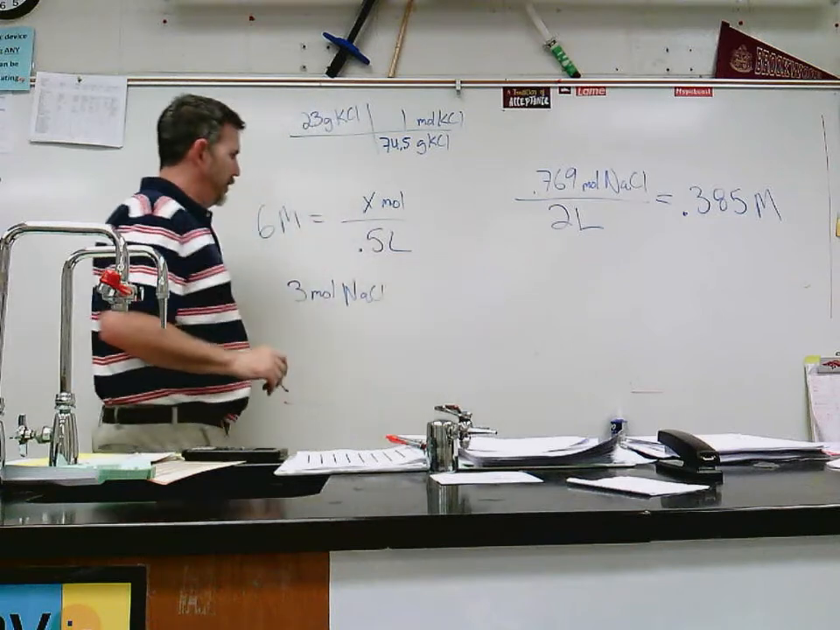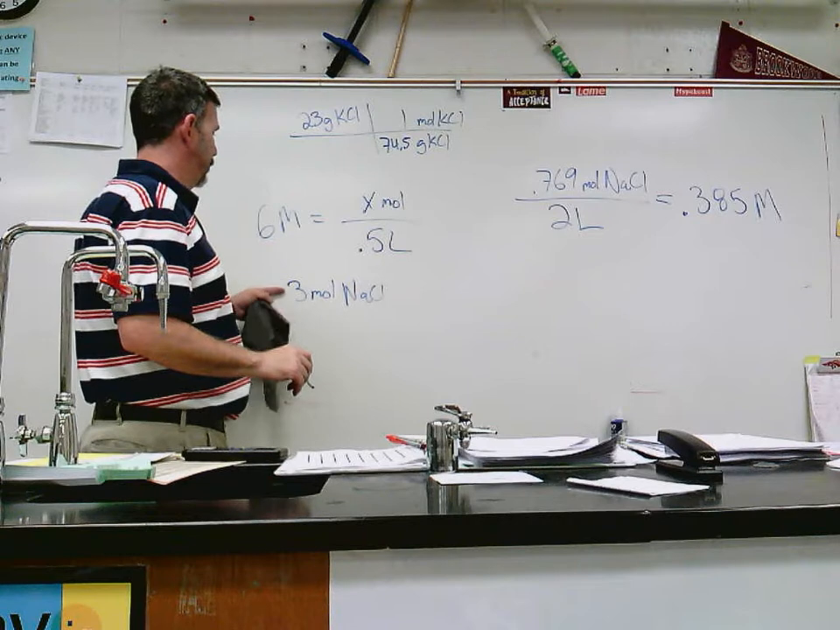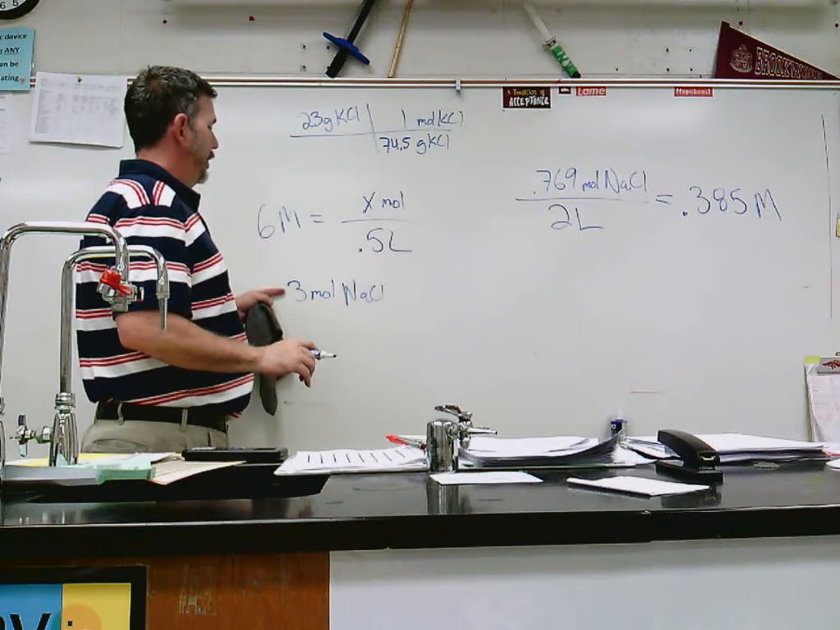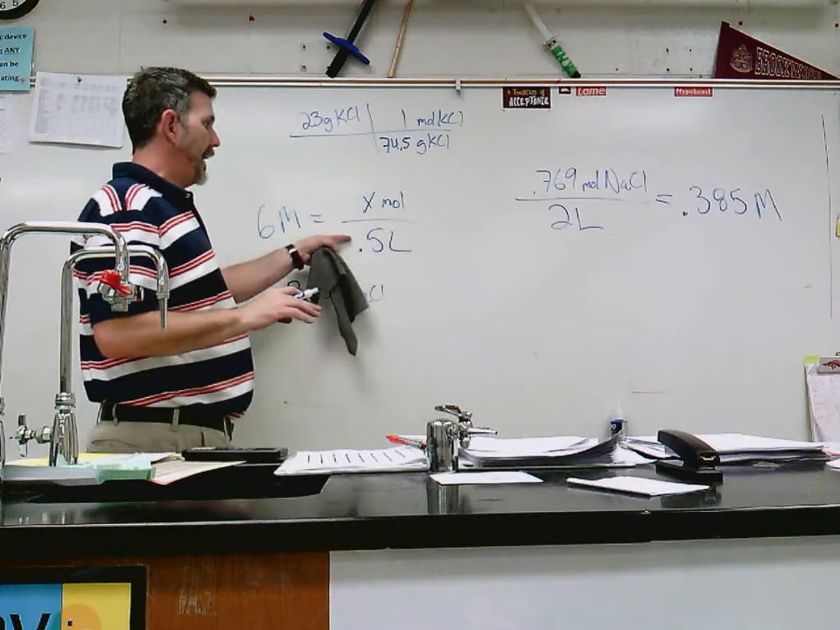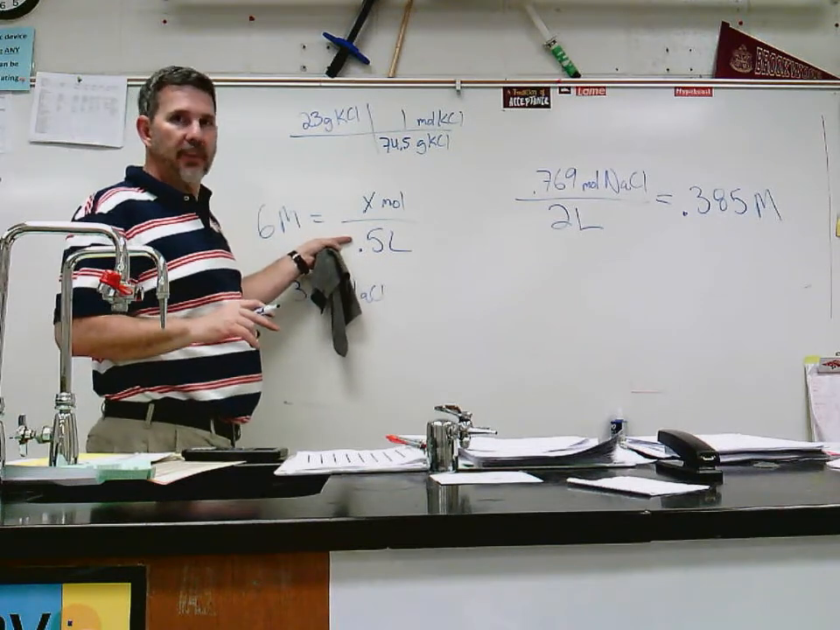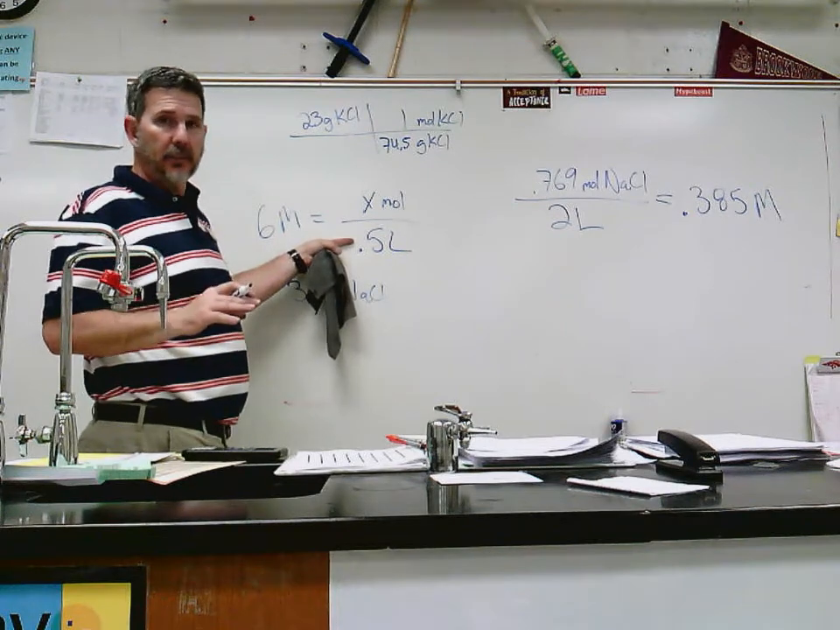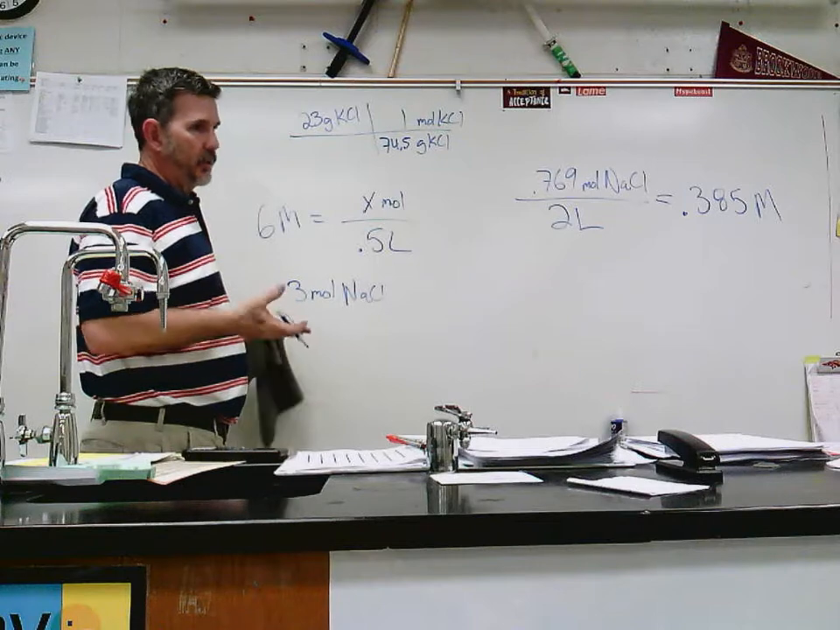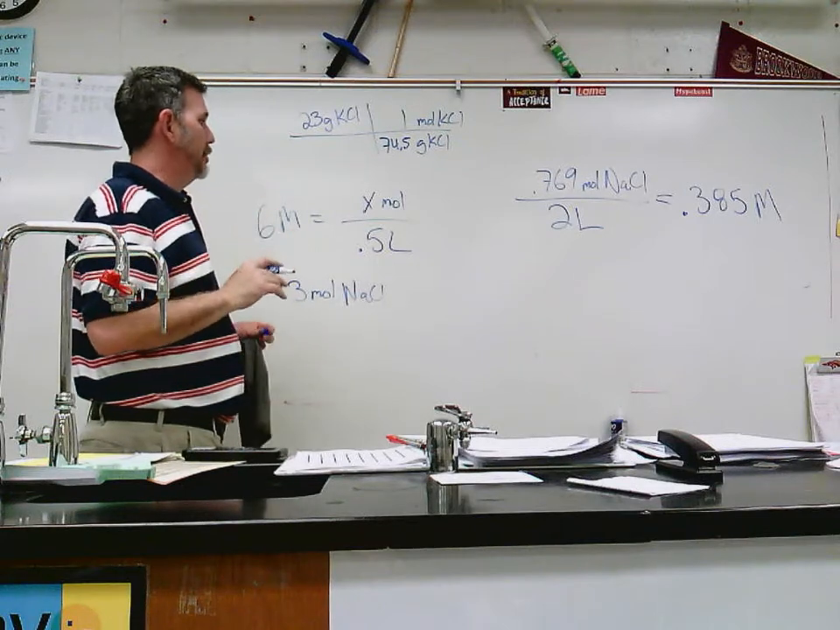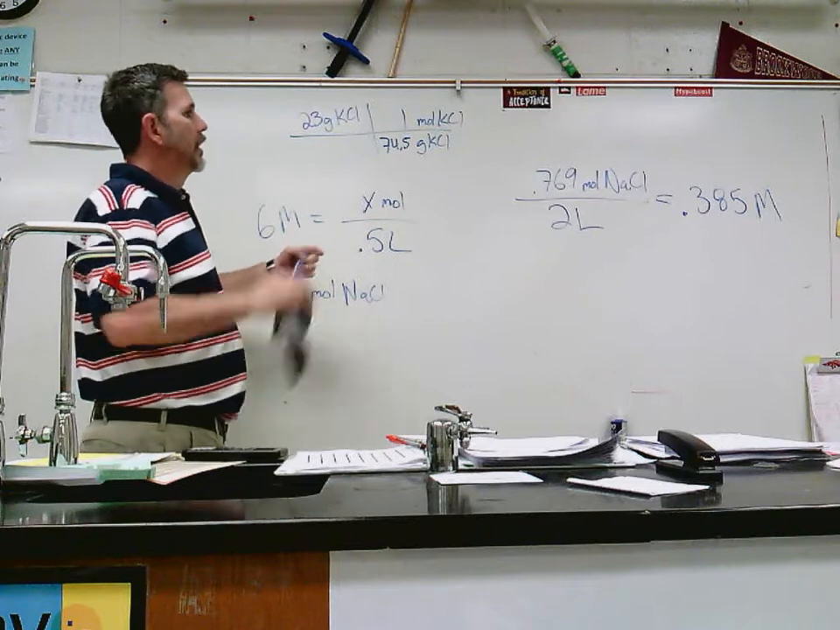3 moles of NaCl to solve for X. So what I would do is put in 3 moles of salt, and then add water up to the 0.5 liter mark. If you say you're going to add a half a liter of water, then once you put in your salt, it's going to rise and you're going to have more than 0.5 liter, and your molarity is going to be off.